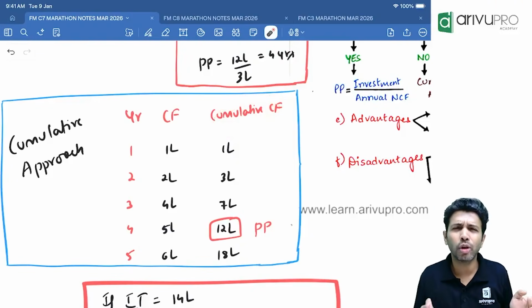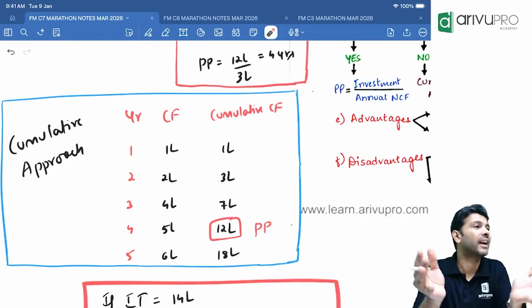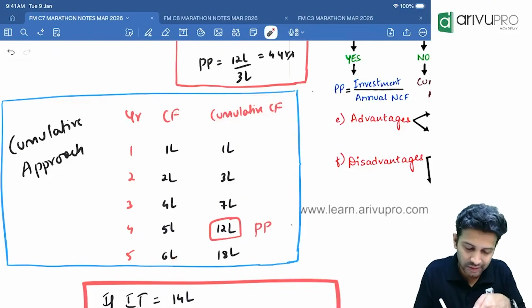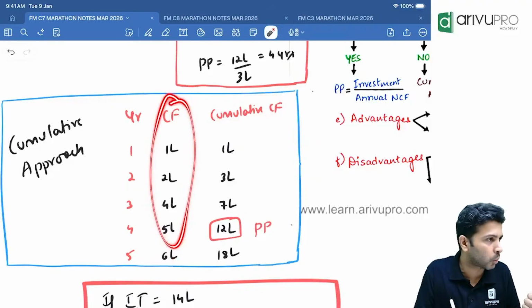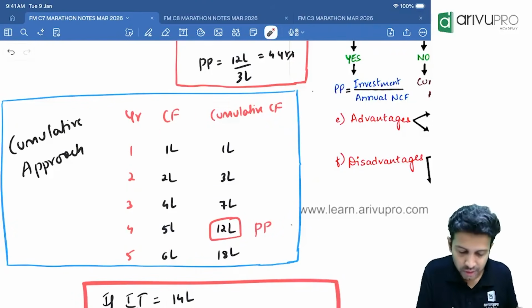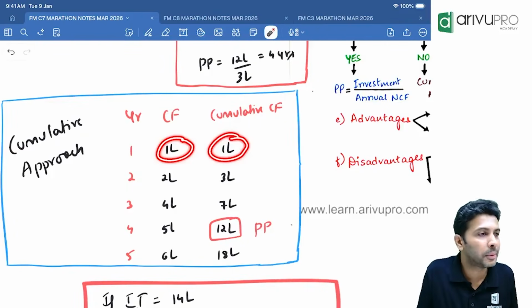Cumulative cash flow. Cumulate, as the name itself says, means accumulate, adding up. So how do you find cumulative cash flows? This we need to find out, or in these cases, it will be given to us in the question. How do you find it? Just by adding the cash flows. First year, anything to add or only 1 lakh? So first year cash flow will be the same.